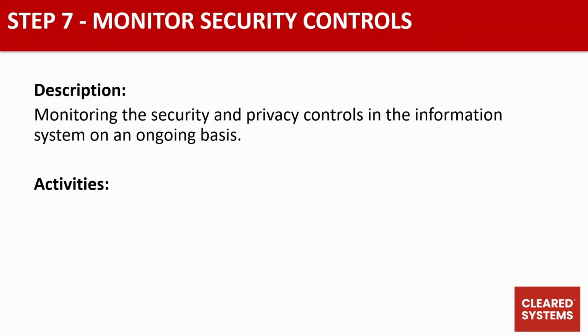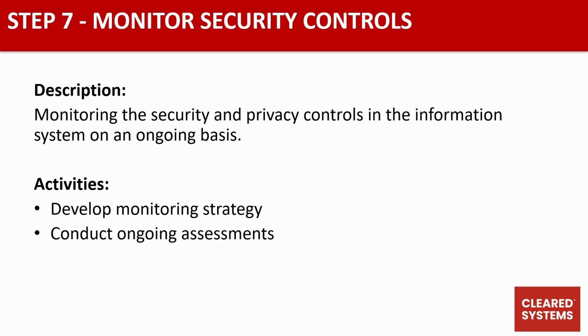Step number 7, monitoring security controls. The final step is to monitor the security and privacy controls in the information system on an ongoing basis. This includes developing a monitoring strategy, conducting ongoing assessments, updating security and privacy documentation, and reporting the security and privacy status. Continuous monitoring ensures that controls remain effective over time.